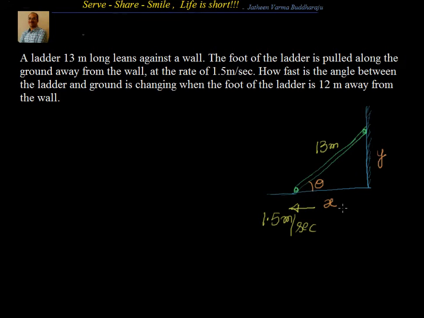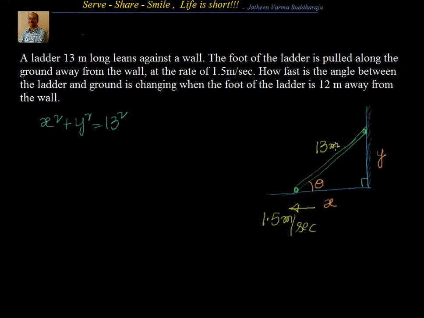Okay, right. Now this is what is given to us. We have to find out how fast is the angle between the ladder and the ground changing. That means how fast theta is changing with respect to time, or d theta by dt. Let us see what is the information we have been given. First we know the ladder is 13. So can we say the relation x square plus y square equal to 13 square? Yes, that relation should always hold.